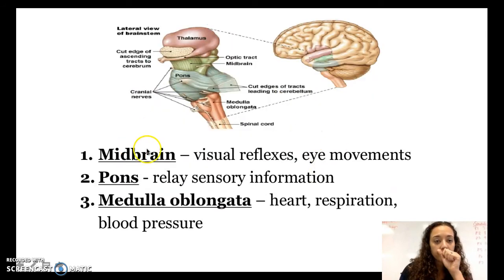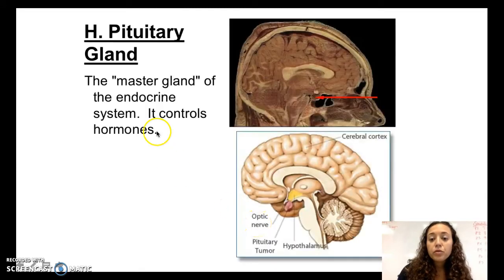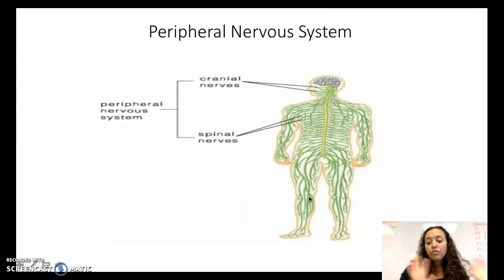Also, don't forget, you have midbrain. That's going to be for your eye movement. Your pons is sensory, and medulla oblongata, that's your heart, respiratory, and blood pressure. So that's what's making sure that your heart and your respiratory and everything is working optimally. Pituitary gland, which is your master gland. We'll go into that more. It's right here. Pituitary is right there. Okay, so just knowing the parts of the brain.